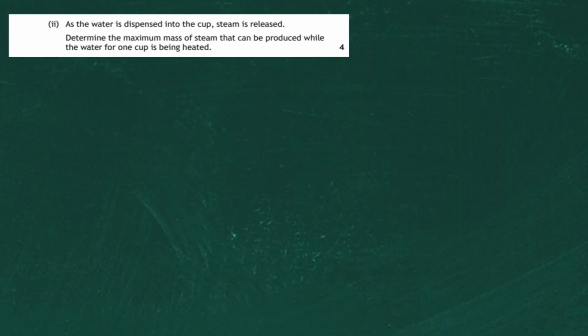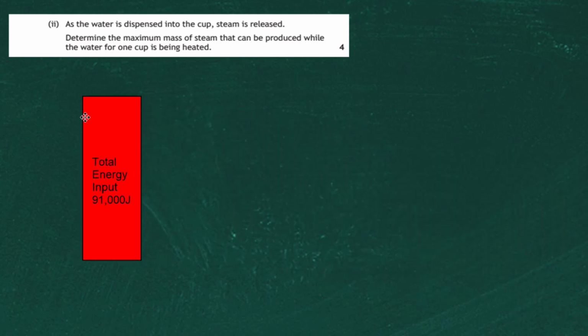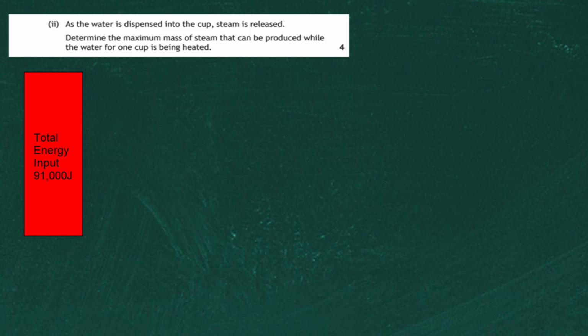Question B, part 2. As the water is dispensed into the cup, steam is released. And for 4 marks, we're asked to determine the maximum mass of steam that can be produced while the water for 1 cup is being heated. Now, we're playing for 4 marks, which means there's a wee bit of physics involved in here. So let's go back to the beginning of the story and review what has happened. The heater has supplied a total energy input of 91,000 joules. We did that in the first part of this problem.